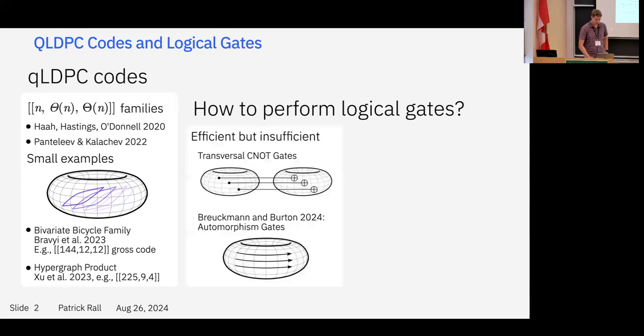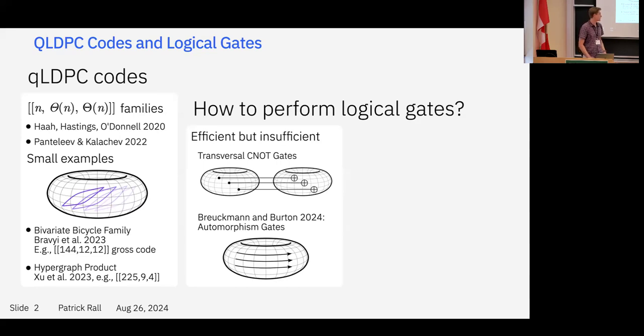We have a couple of techniques for implementing logical gates that are efficient, but don't give you enough gates to really do logical computation. An obvious observation is that a lot of these codes are CSS codes. CSS codes naturally have transversal CNOT gates. So that gives you some number of gates right out of the box.